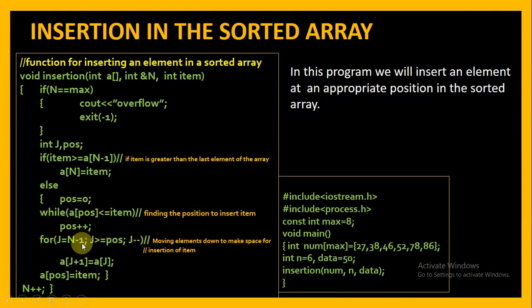Then again the same thing which we did in the previous program. For j equal to n minus 1, j greater than or equal to pos, and j minus minus, for this number of times I will move all the elements one step down: a[j+1] is equal to a[j]. Now I have made the space for the item which I want to insert, and I will say a[pos] equal to item, and then simply I will increment n by 1, because the number of elements has increased by 1.